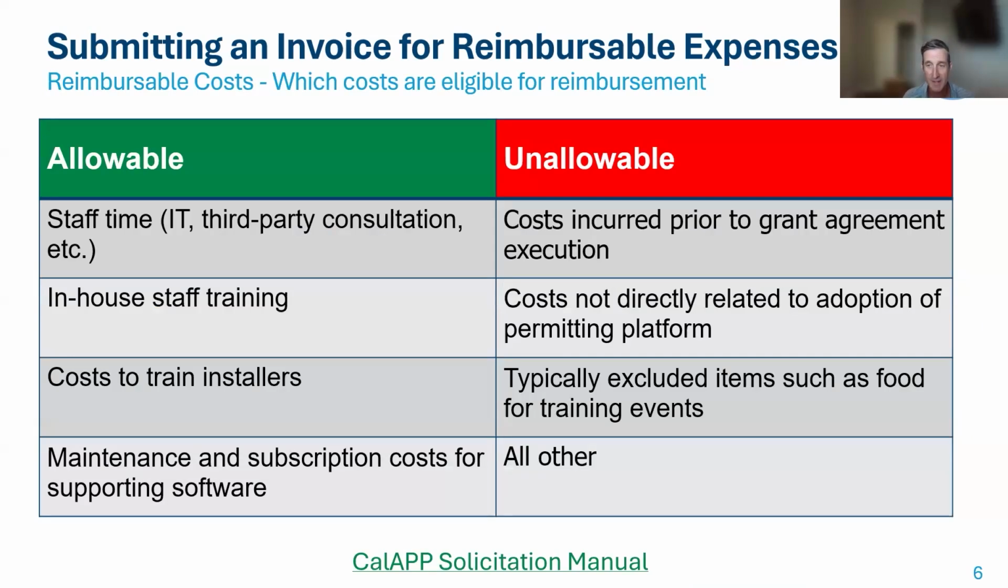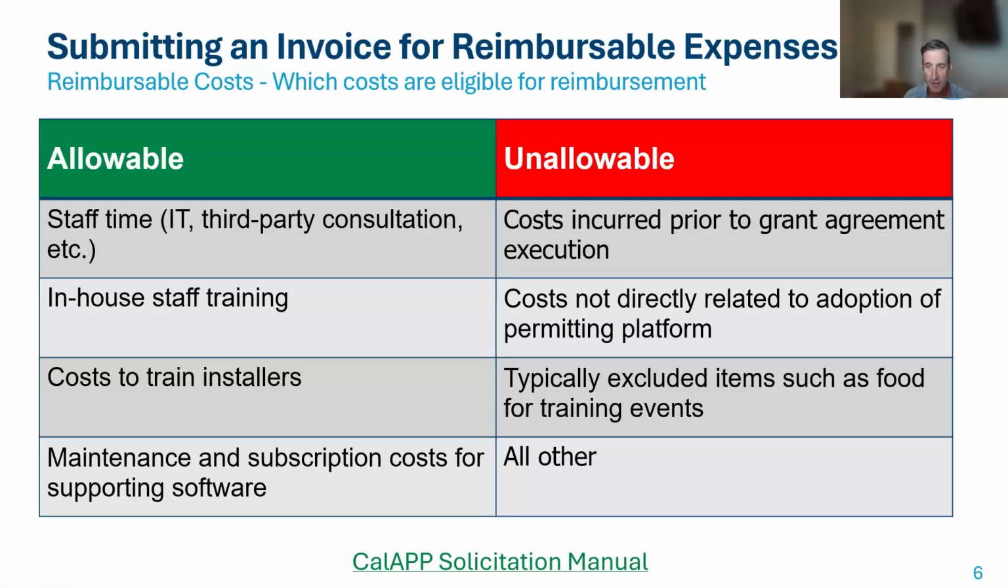Here's an overview of what we can and cannot reimburse. A complete list can be found in our solicitation menu. We expect most applicants to use funding to reimburse staff time spent integrating a permitting platform. For CalAAP Plus or Symbian users, this includes work done with those teams during integration. Funds can also cover training and education for staff and local installers.